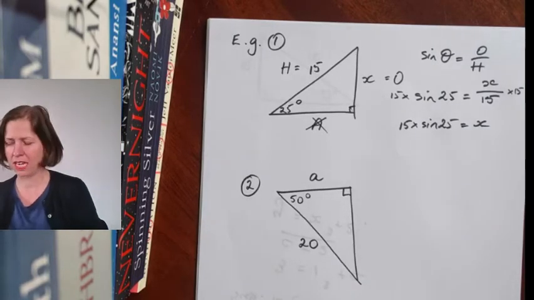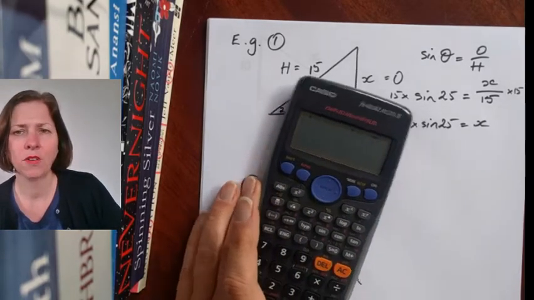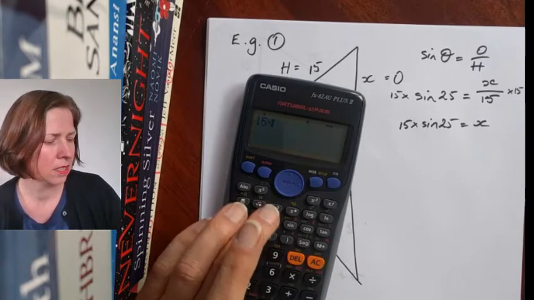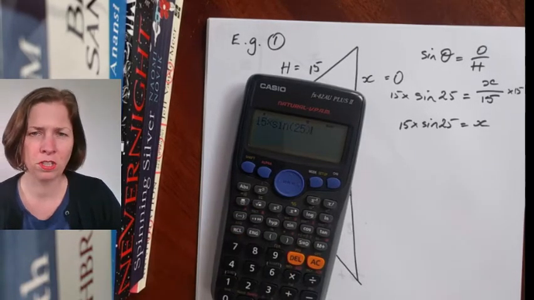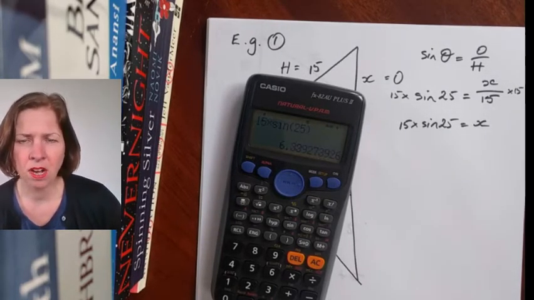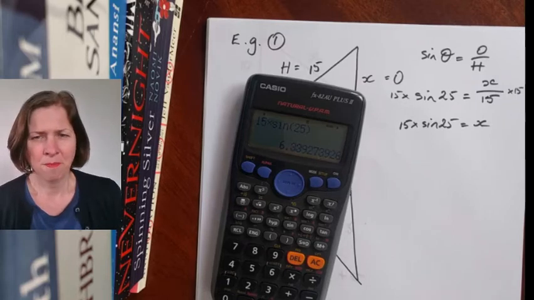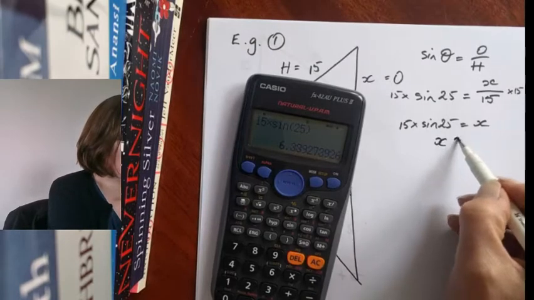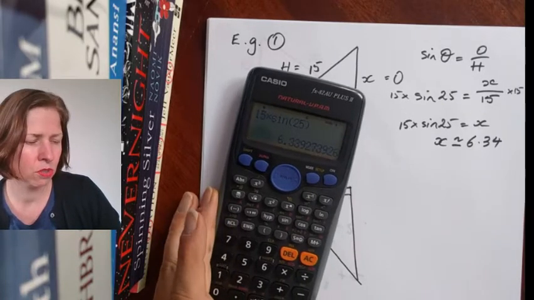This is where I grab my calculator. Turn it on. I'm going to do 15 times sine 25. Probably doesn't matter if I don't close those brackets, but let's do it just in case. And then I hit equals: 6.339273926, and those decimals will go on forever. But we'll stop after 2. So let's go with 6.34. X approximately equals 6.34. Now, the last step that I always do is I check my triangle.